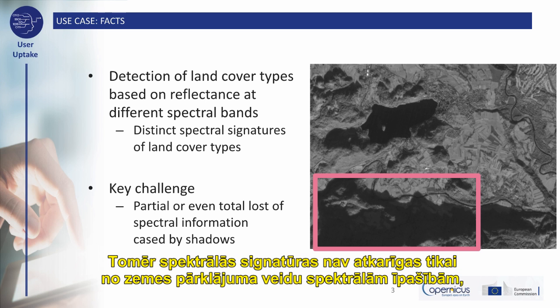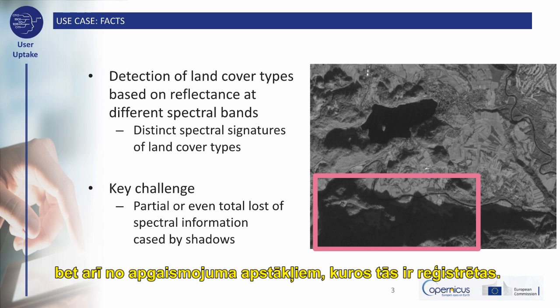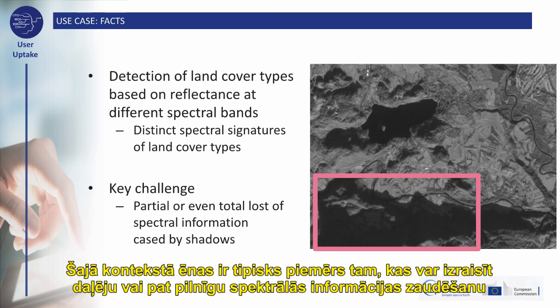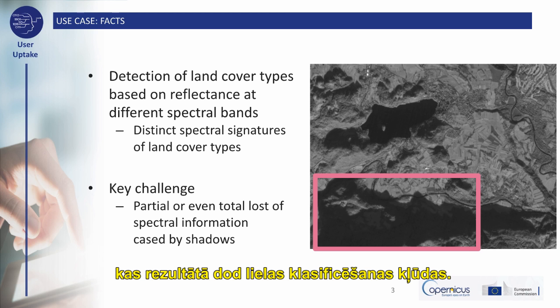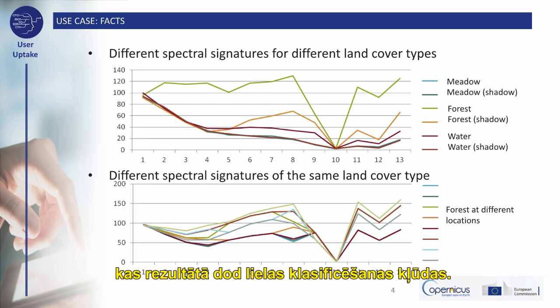However, spectral signatures do not depend only on the spectral properties of the land cover types themselves, but also on the lighting condition in which they are recorded. In this context, shadows are a typical example that may cause partial or even total loss of the spectral information, which may result in large classification errors.